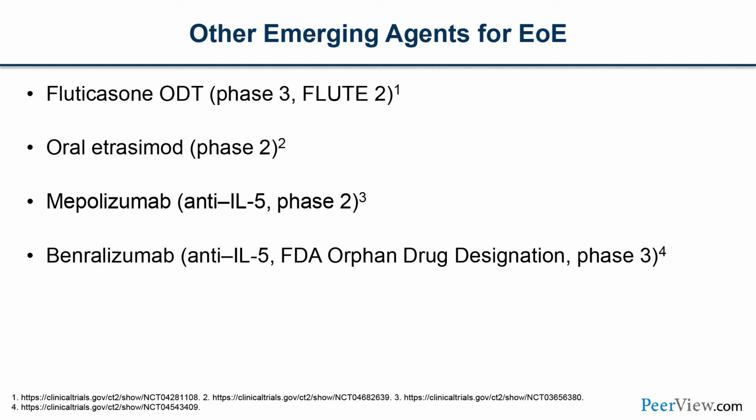And then also etrasimod. We're familiar in GI with ozanimod, which is a sphingosine 1-phosphate receptor modulator, which I think is FDA approved now for ulcerative colitis. Etrasimod is its cousin, targeting 2 of those receptors, with the thought that if you can inhibit that lymphocyte, that T cell trafficking into tissues, you can inhibit the signaling that's occurring and maybe result in improved EoE.